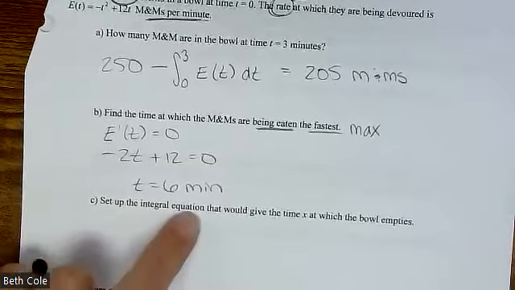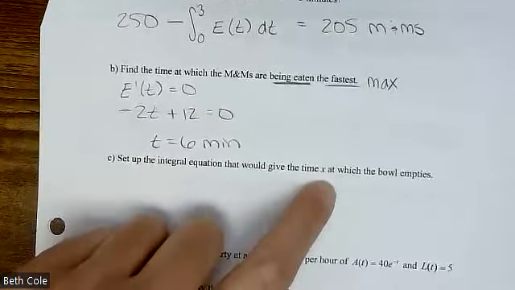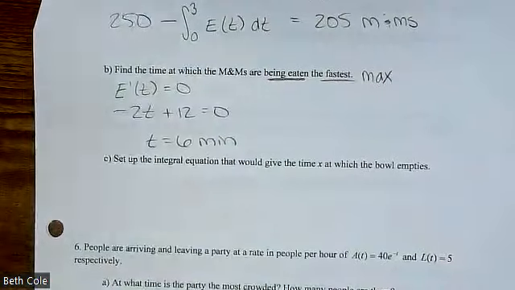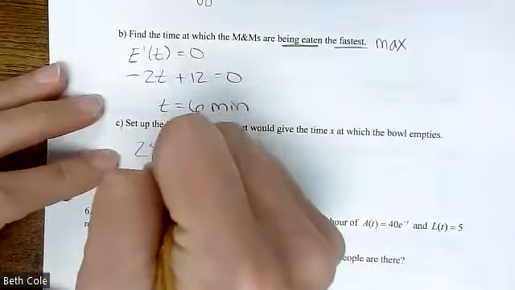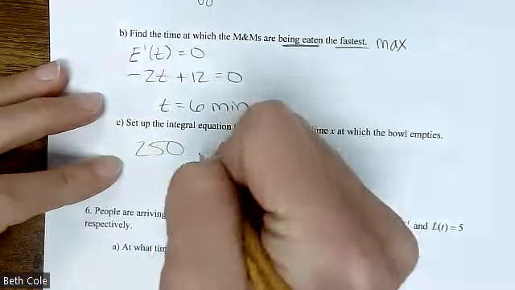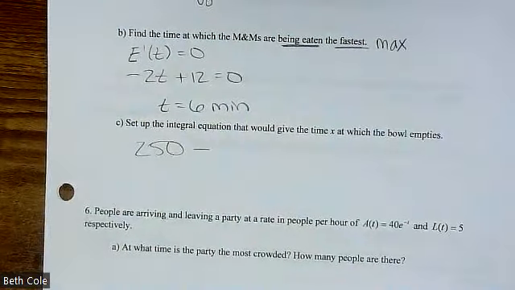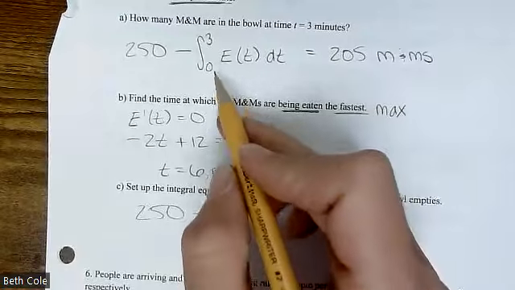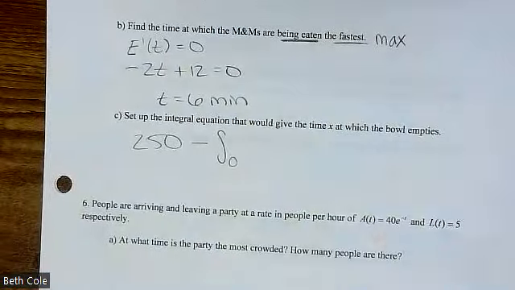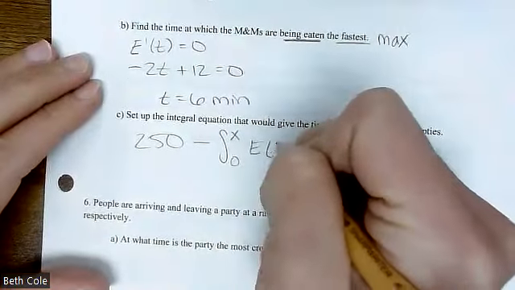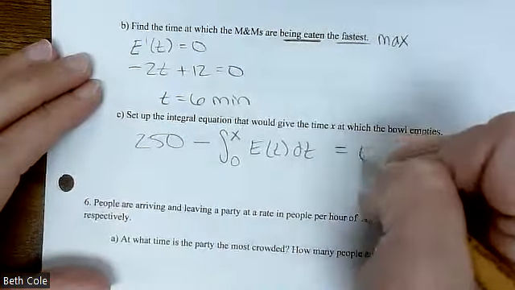So you're gonna have an integral and an equal sign that would give the time x at which the bowl empties. If it's empty, how many M&Ms are in it? 0. So you're gonna start with the 250 you had, subtract what got eaten. Now we did this in part A, it's just we did 0 to 3. This time we want it to be 0 to x. Good. E of t dt equals 0.